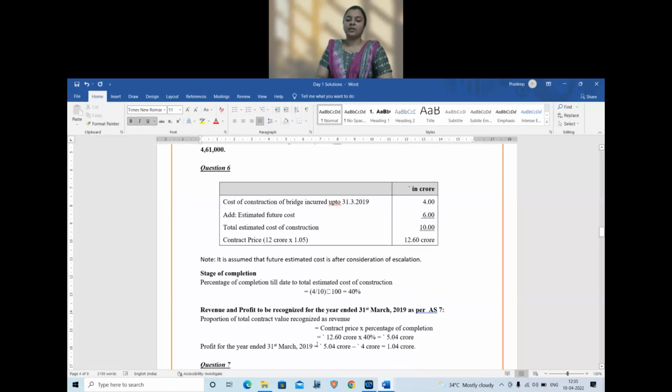Contract profit for the year ended 31st March is equal to revenue 5.04 crores minus actual cost 4 crores. 5.04 minus 4 is 1.04 crores. So this is your answer for question number 6. Very small hint. We might have practiced cost escalation in the class, but see in the question whether the cost given has already been escalated or is to be escalated, and accordingly decide the answer.